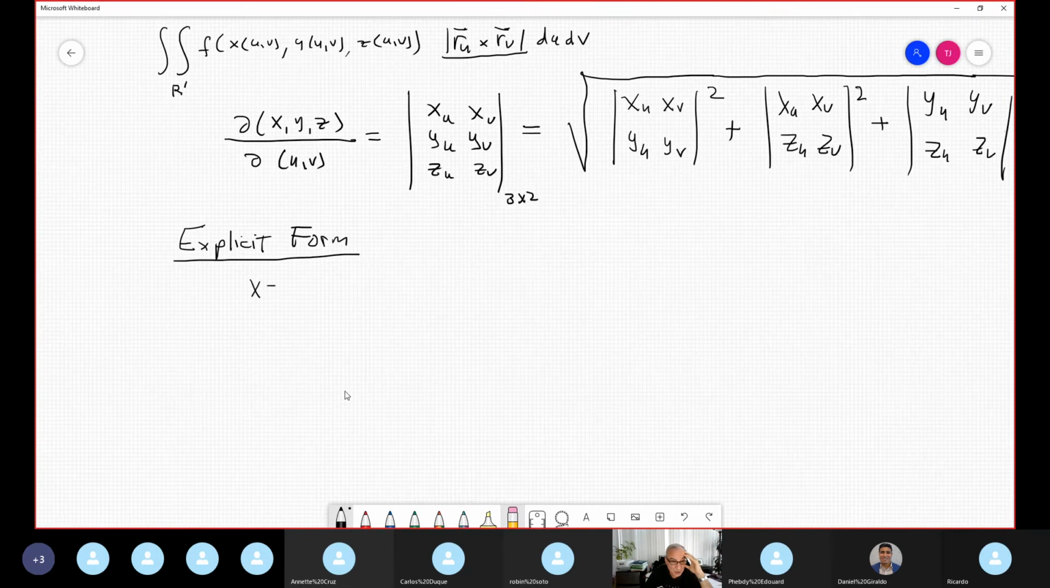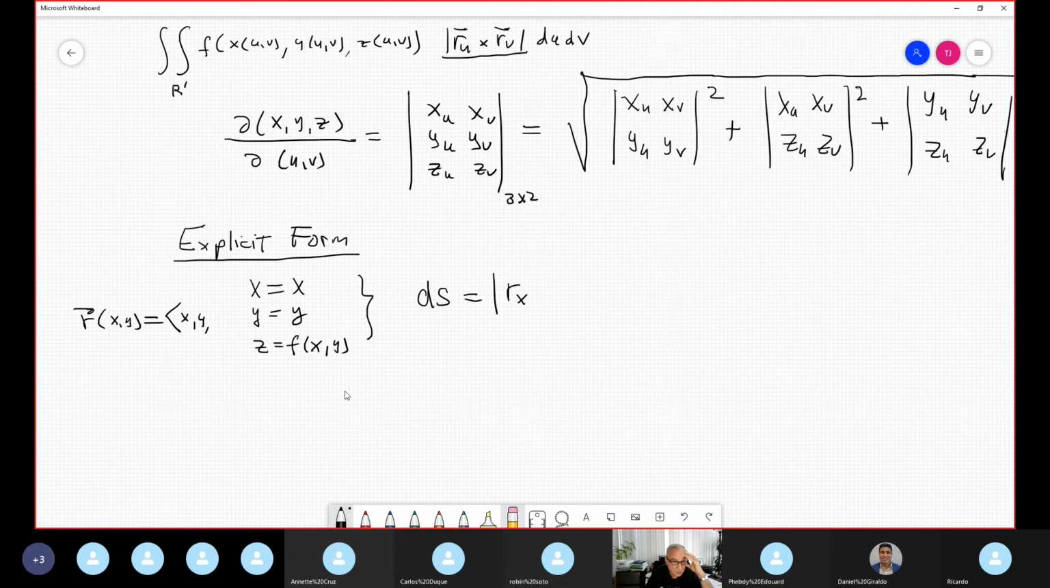I am not clear now. Because I suppose in explicit form, you suppose x is x, y is y, and z is f of x, y. This is one possibility of the parametrization. Okay, by the way, it's not the best way. I proved in class that dS is equal to the magnitude of r. I suppose that with these components you define one vector valued function, r of x comma y, in which the first component is x, the second component is y, and the third component is f.